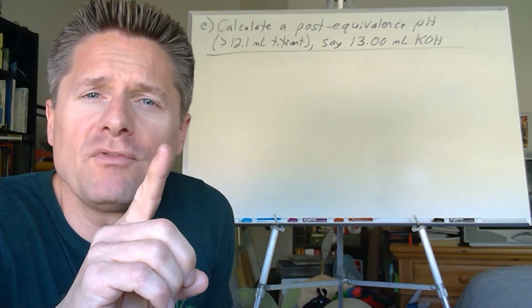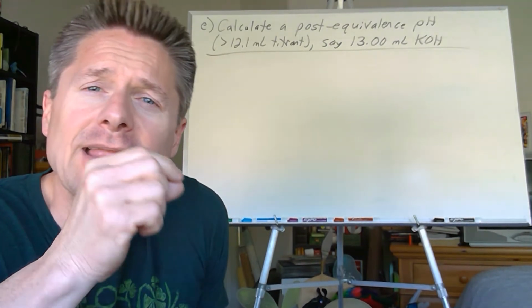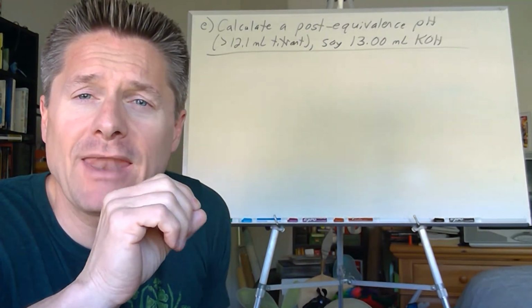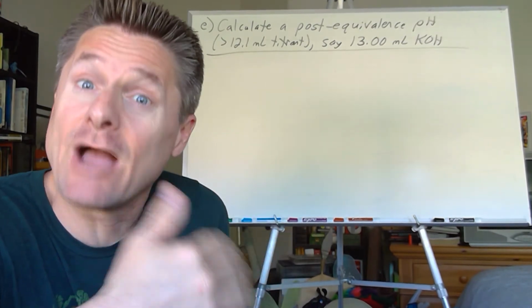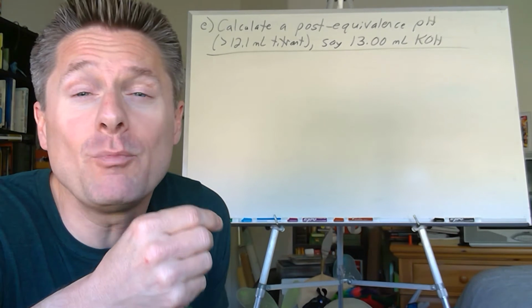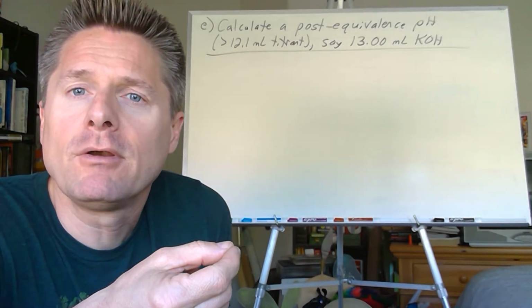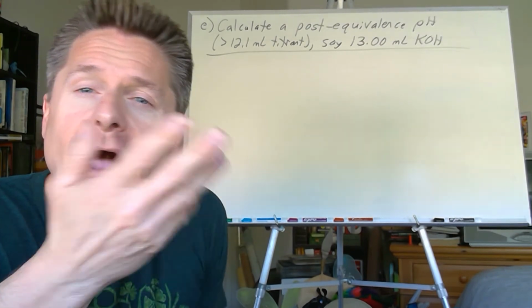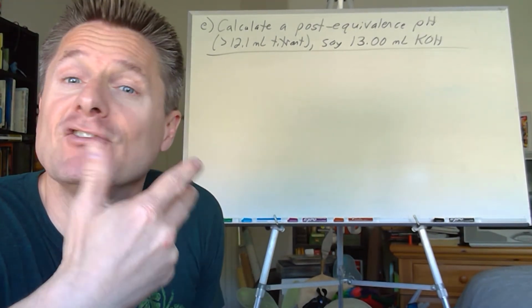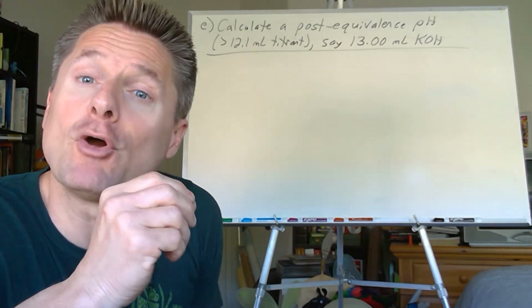This is neutralization stoichiometry, so do exactly what you did in the pre-equivalence point. What's your initial millimoles of acid? We already calculated that, so just transfer that number over. Calculate the millimoles of KOH that you added, and you're going to find there's more base than acid now because we're past the equivalence point. It would be really pink at this point, like too pink. So calculate the leftover KOH millimoles divided by the total volume of the acid you started with plus the volume of the base you added, and that'll give you the concentration of the leftover KOH.